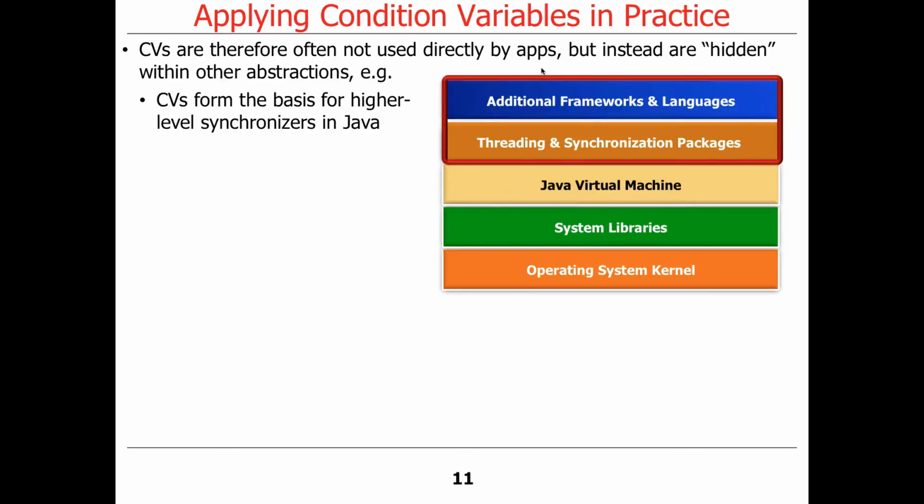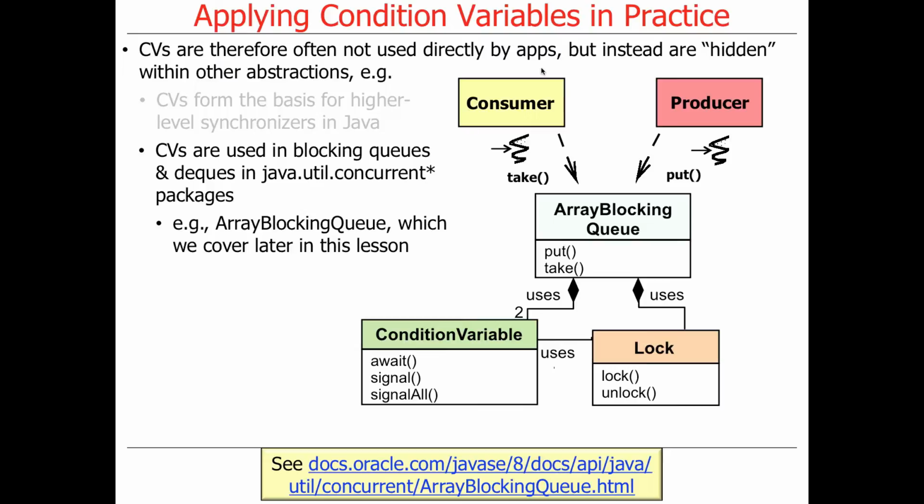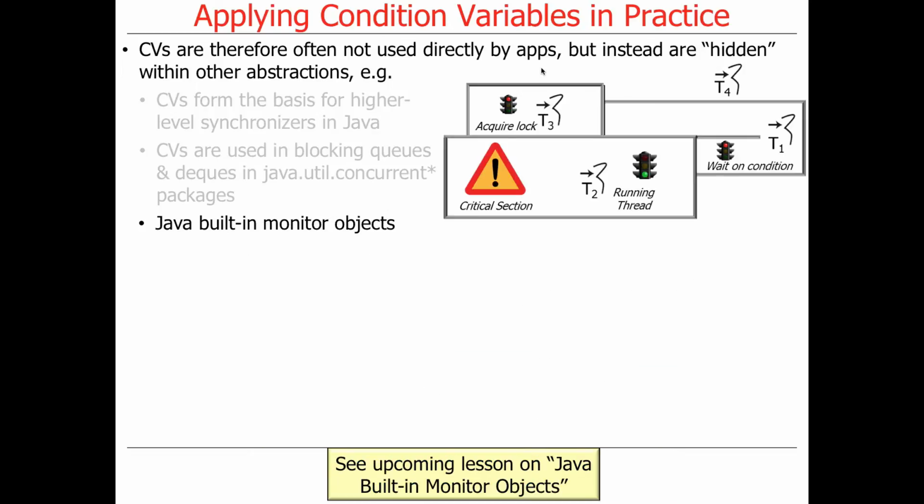So, for example, lots of the higher level synchronizers that are available in Java use condition objects, and they hide them from you. Condition variables or condition objects are used in blocking queues and deques in the Java util concurrent package. We'll see some examples of that, such as the ArrayBlockingQueue, which we looked at a little bit earlier, but we're going to talk about in more detail later. Probably not today, but next time.